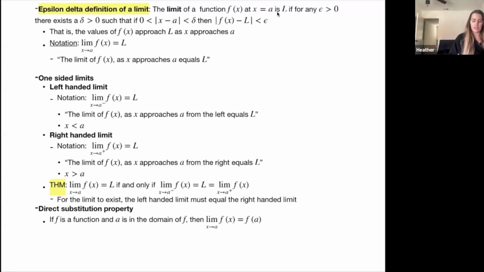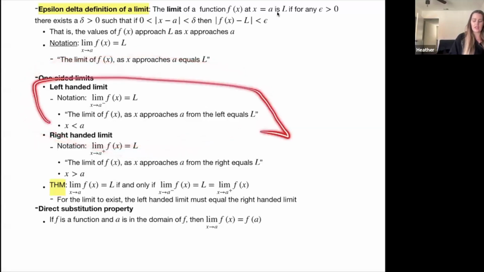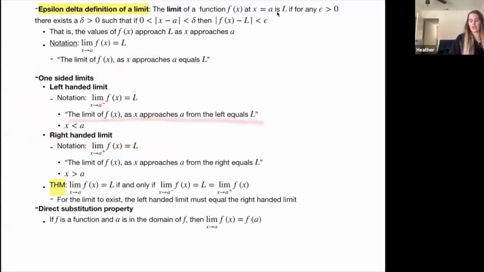So like we discussed in the graphs, I can have one-sided limits, right? I can have a left-handed limit, which just has this little minus sign up above the number. And this we would read as the limit of f of x as x approaches a from the left. And the same with the right, except instead of a little minus up there, I have a little plus next to the number, and that's just showing that I'm taking the limit coming from the right only.